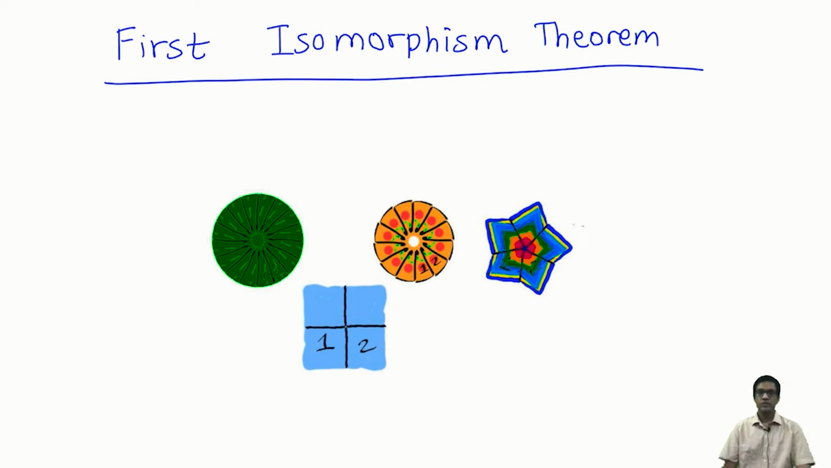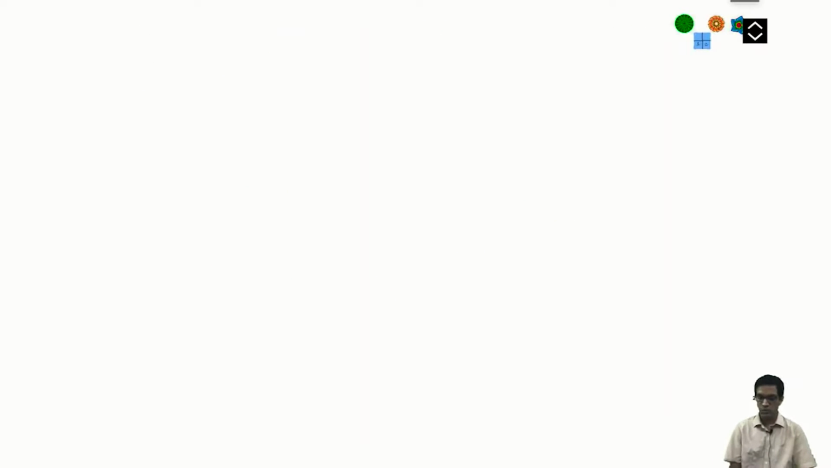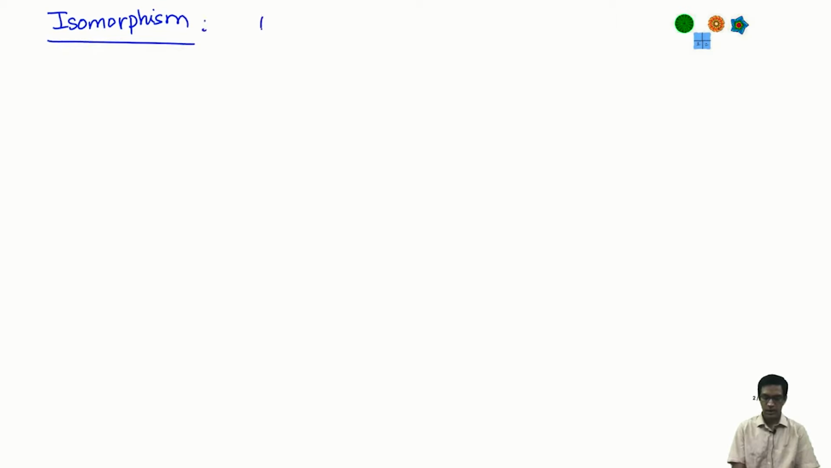Let's talk about the first isomorphism theorem today. Before that, let me tell you what isomorphisms are. We've talked about homomorphisms so far. So what's an isomorphism of R modules? Suppose I have two R modules M and N. R is some fixed ring. They are both left modules over a given ring.